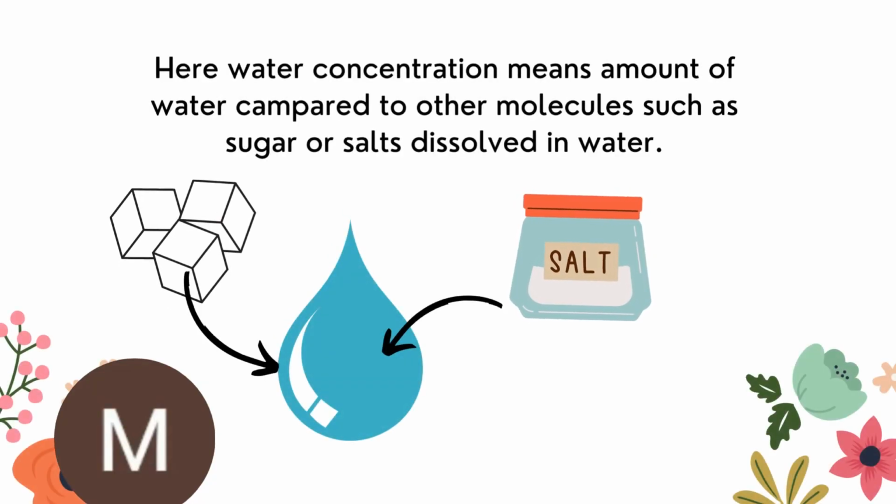Many of our fellows will be confused about what water concentration is. Let me tell you that water concentration means the amount of water as compared to molecules such as sugar or salts. Basically, both sugar and salts dissolve inside the water and thus act as a solute, and water acts as a solvent because it is the major ingredient. So, solute refers to sugar and salts, and the water concentration means the amount of water inside a solution.